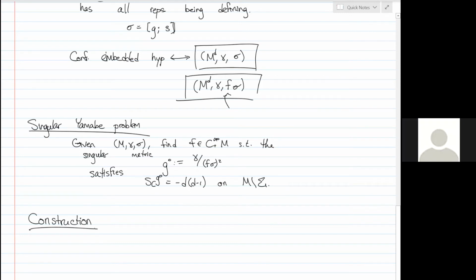What's the dimension of sigma? D-1. It's a hypersurface, so it's going to be codimension 1. I'll put a little D-1 here. Sorry about that. Right. So maybe not everybody knows what a fundamental form is.